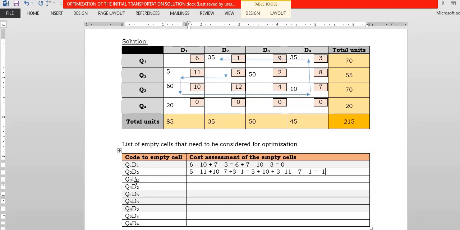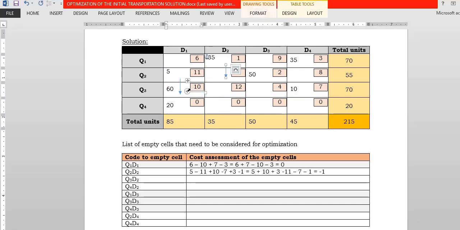Q3, sorry, Q3, D2. Q3, D2 is here. So let me look at these lines here. Okay, the bit about using a computer here is because you can delete the lines. If you're using a pen, it becomes difficult to do these lines. Okay, so now we go to Q3, D2.